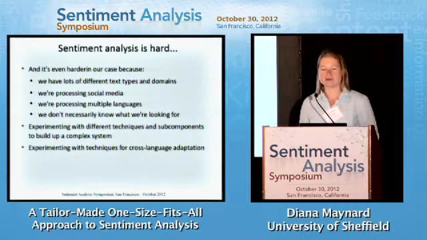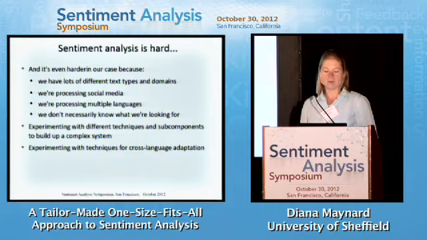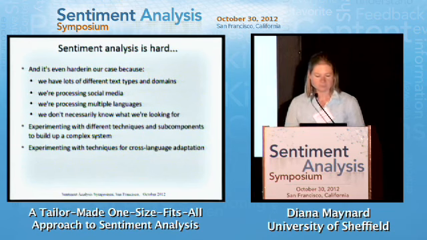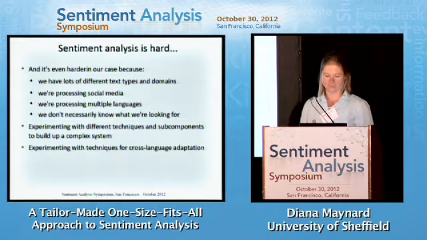So we know sentiment analysis is hard to do well. And it's even harder in our case because we've got lots of different text types and domains. We're processing social media, we're processing multiple languages, and we don't necessarily know what we're looking for. So we've been experimenting with different techniques and different subcomponents to try and build up a complex system, and experimenting with techniques for cross-language adaptation.